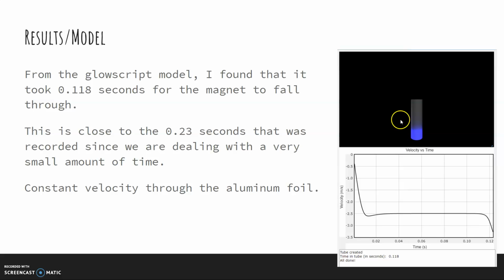If you notice the graph, you'll see that from 0.02 seconds to approximately 0.11 seconds the velocity is constant. This is the time that the magnet is completely in the aluminum foil. We know that it's constant here because there's no net force. Therefore, the acceleration is 0.